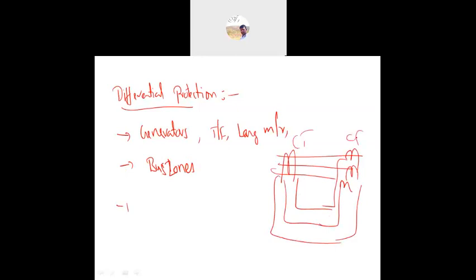CTs are placed on both sides of each winding of the machine. Suppose we have a machine, then on both sides we place the CTs for each phase. The output of their secondary is applied to the relay coil, with the relay coil in between. The relay compares the input and output.